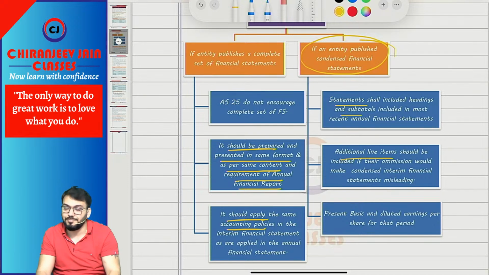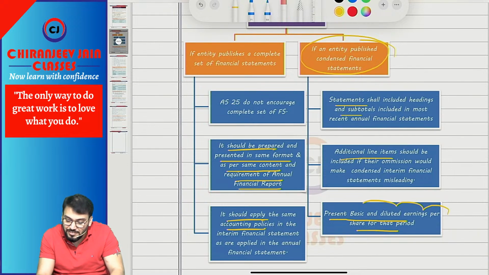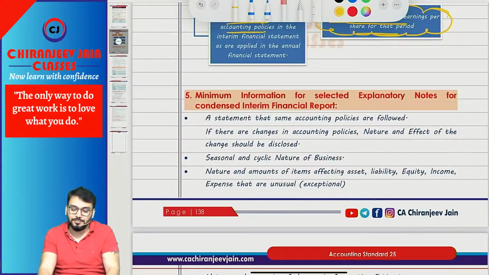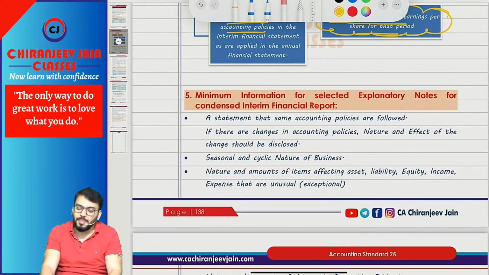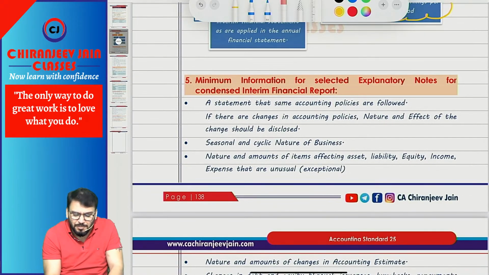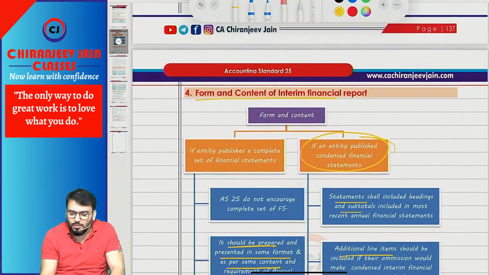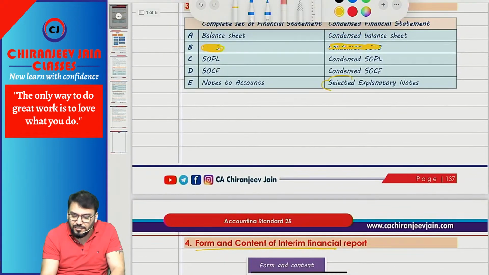In non-current asset. However, in this they have given one clarification that basic and diluted earning per share should be disclosed in the interim financial report also. Correct. This is important. They will ask you whether it is required or not. But yes, it is required, even though it is a condensed set of financial statements. Understood? Correct. This minimum information means we need to also disclose the selected explanatory notes.